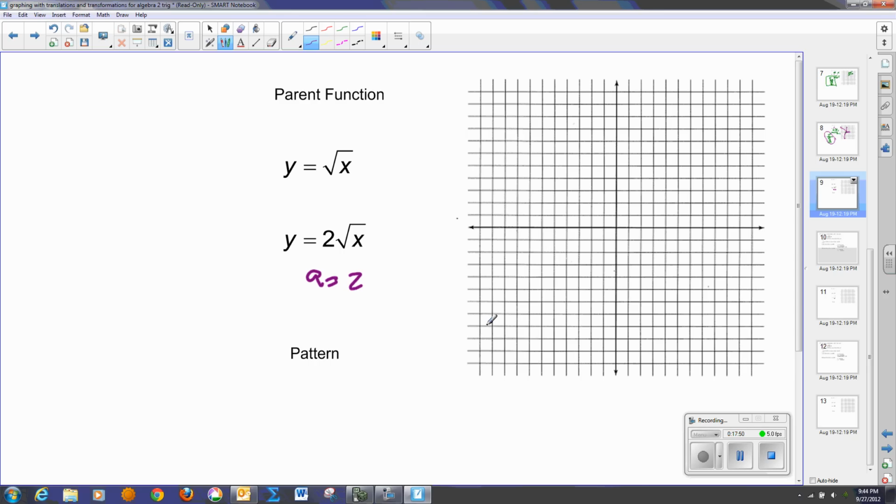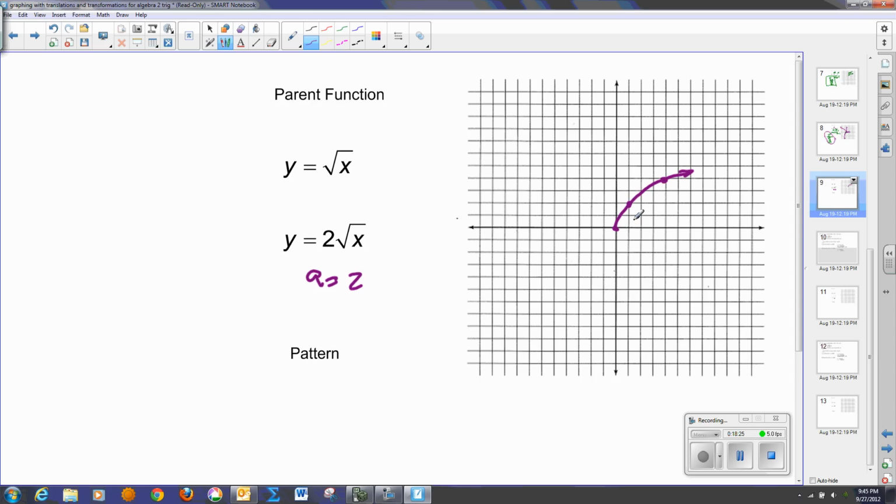Now, if I were to plug this into my calculator, which I could do, I end up with a point here, and a point here. Now, you could check this in your calculator by graphing the square root of x if you wanted to. But just trust me at this point.